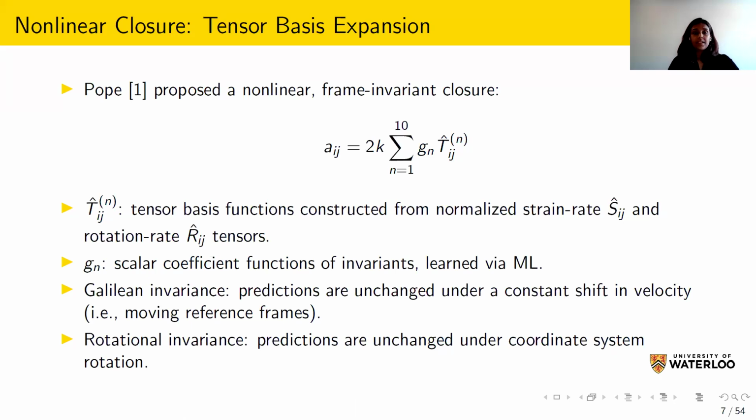So the idea of using Pope's expansion is to make sure that we are still following Galilean invariance and rotational invariance. Essentially, even if our reference frame moves or our coordinate system rotates, it does not change the values that we receive by solving this expansion.